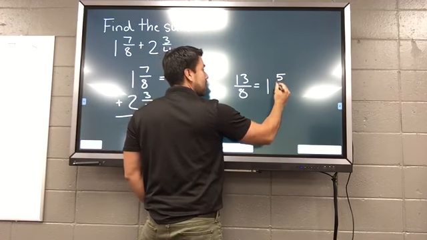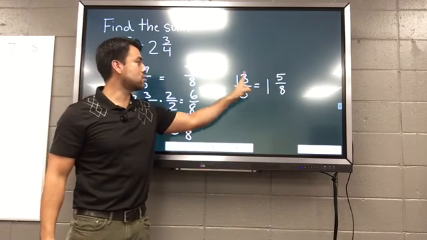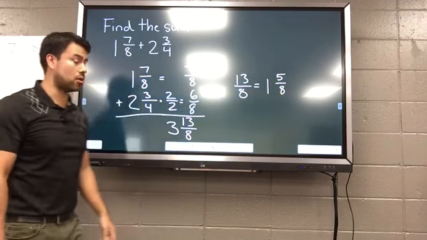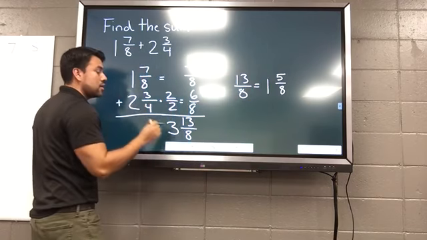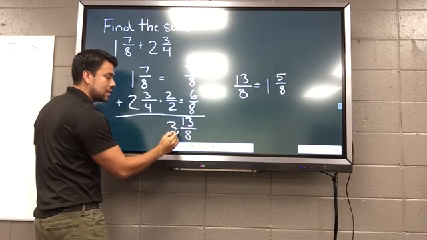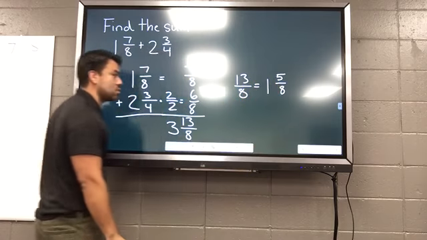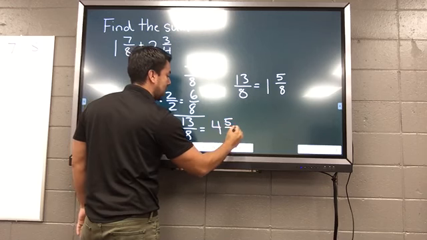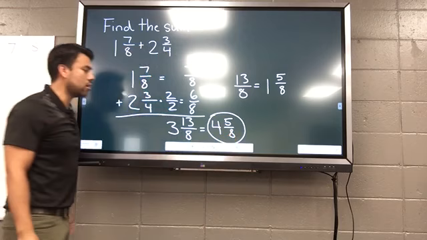1 5/8. So you got the numbers right. 8 goes into 13 once with the remainder of 5, and you keep that same denominator. Okay. So you just divide it? Yep, just divide it. Got that mixed number. So what is 3 and 13/8? It's the same thing as 3 and 1 5/8, which would give me 4 and 5/8.